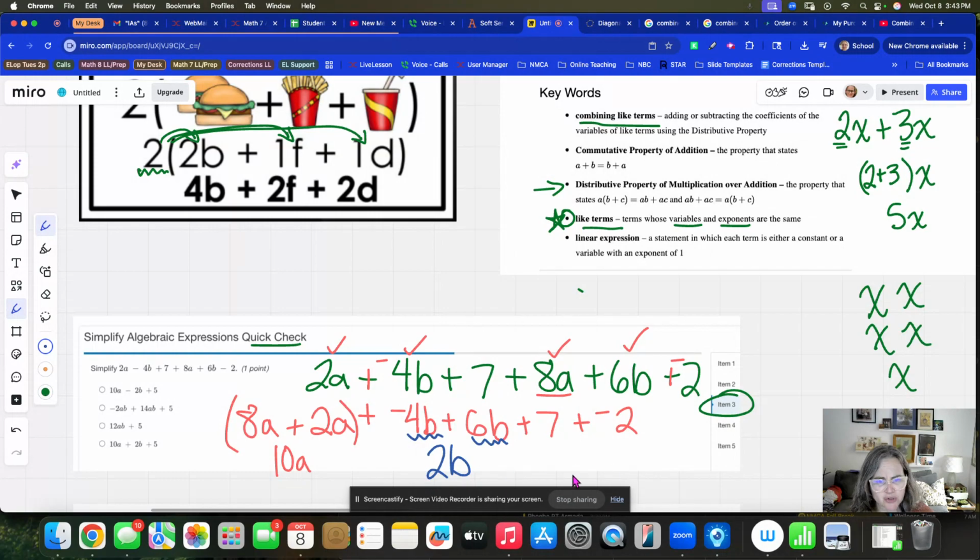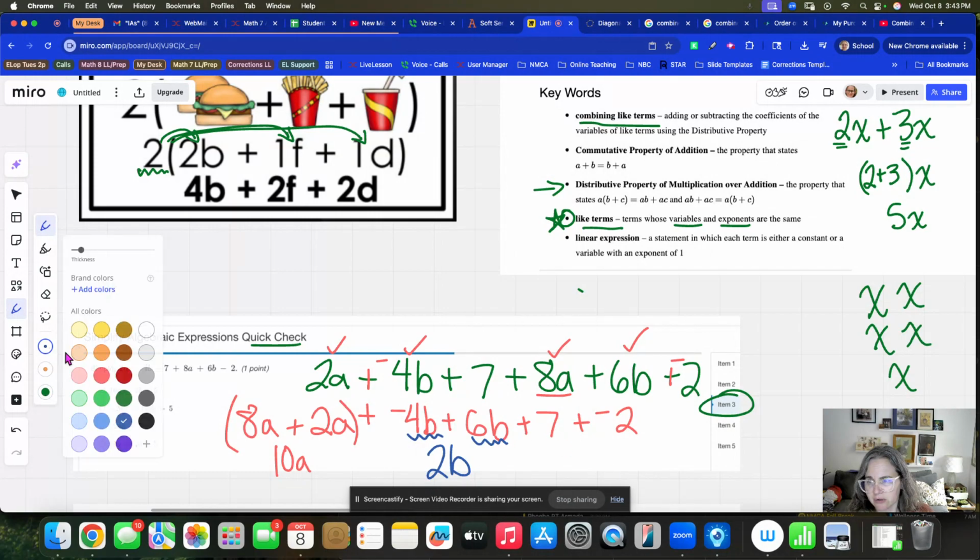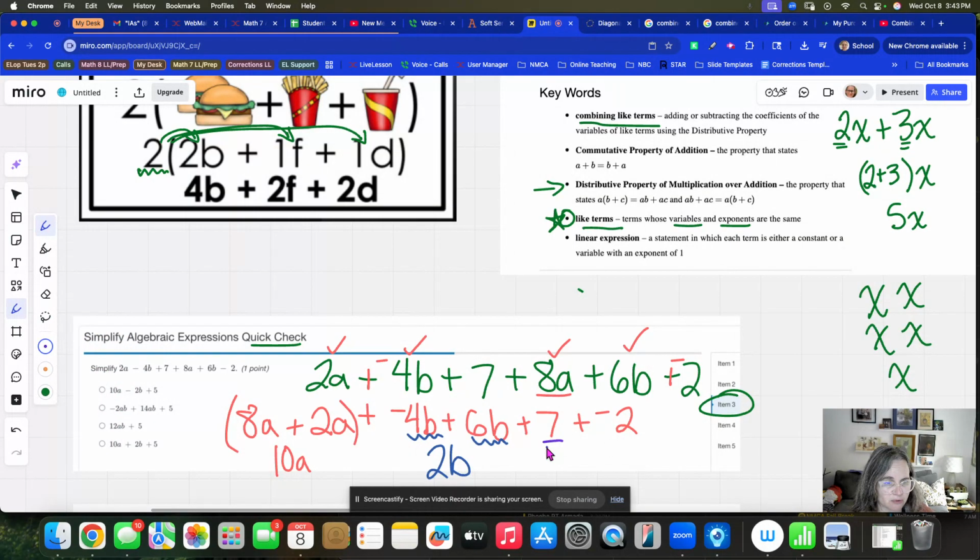Okay, and if you're not sure about this integer stuff, do it in a calculator. You don't want to miss understanding the algebra, but not really remembering how the integers work. So 7 plus negative 2 is positive 5.